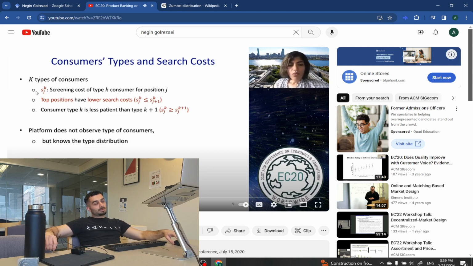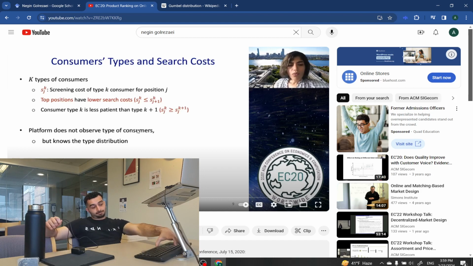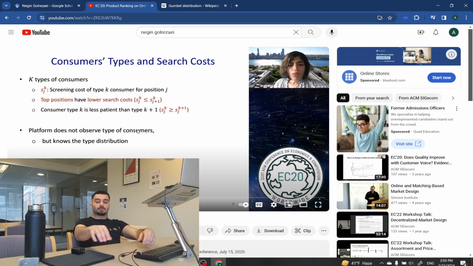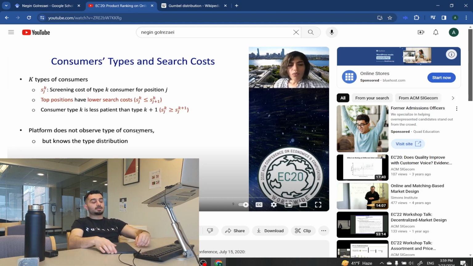So what is SJK? The screening cost of a type K consumer for position J. We have K types of consumers, which is interesting, and which I like because it lets us consider targeted advertising.